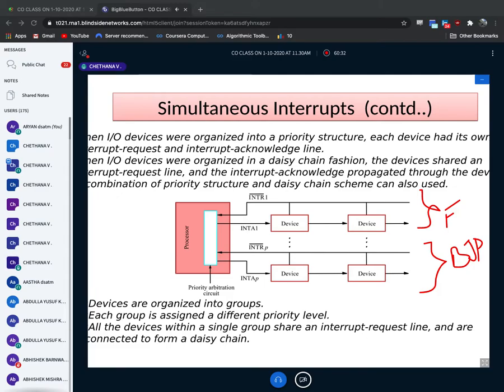Either clear, I've given an example. Clear, 100%. One is dicey chain. Dicey chain is very simple. What is dicey chain? Based on nearest.